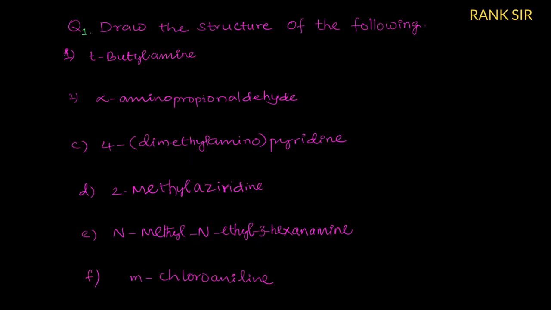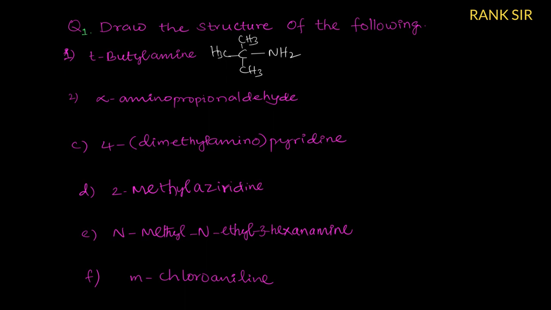Then the next question is, draw the structure of the following. The first one is tertiary butyl amine. How to draw the tertiary butyl amine? First we should know what a tertiary butyl is. This is called tertiary butyl and this is called amine. This is tertiary butyl amine.